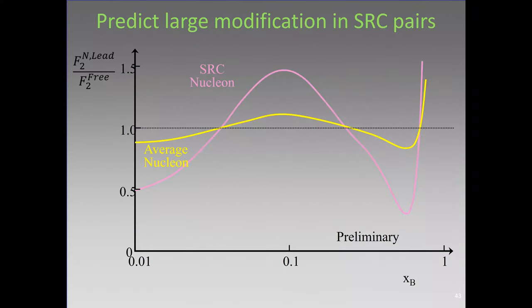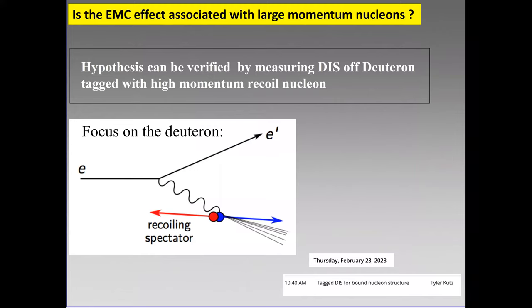So what it does, and you can see here, this is the ratio of F2 per nucleon in nuclei to free F2 when you assume that all the nucleons are modified, the standard assumption. And this is when you assume that it's only the pairs. And as you can see, the effect is much bigger when you assume that only the pairs are the ones that contribute. So why do the short range nucleon pairs influence the low x region? Again, why the short range pairs influence the low x region?